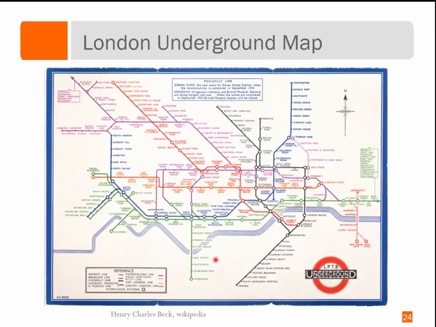So here we see a river. I think this is the Thames. We see a number of different train lines. So these are all underground subway lines in London. We see that they're color-coded. Their stops are highlighted. We also have some encoding of the two different types of train stations.